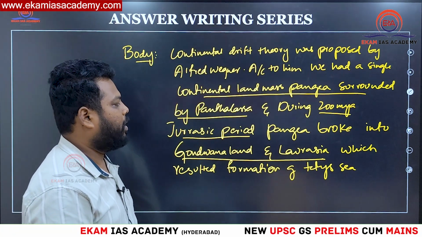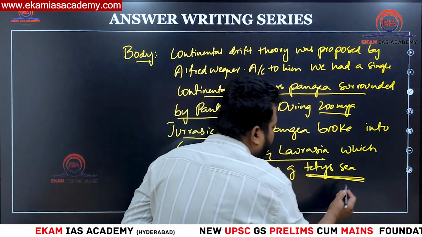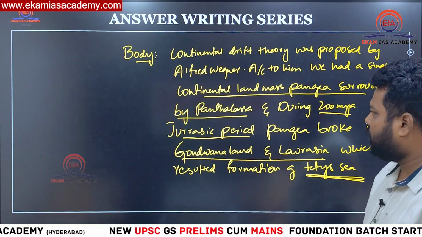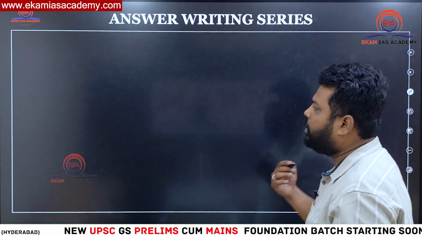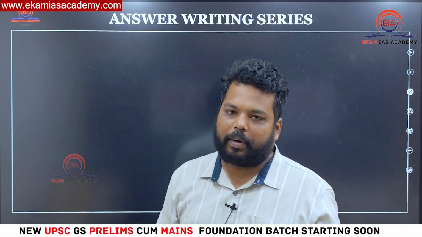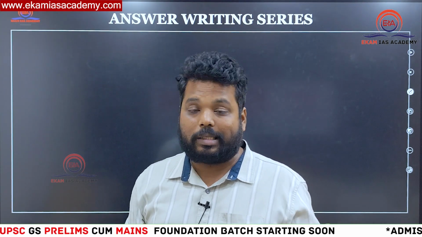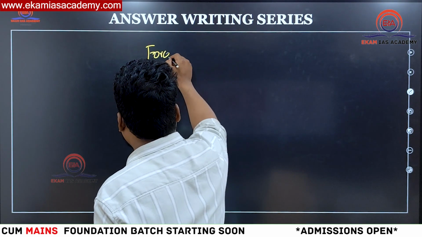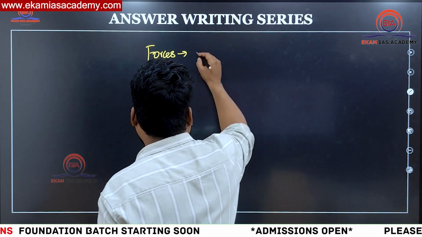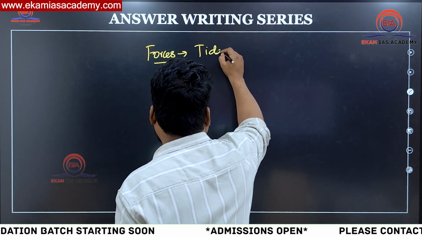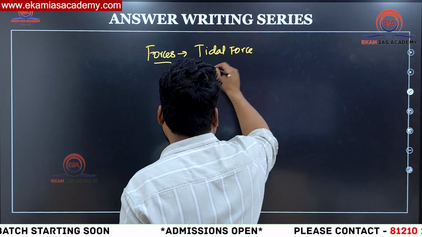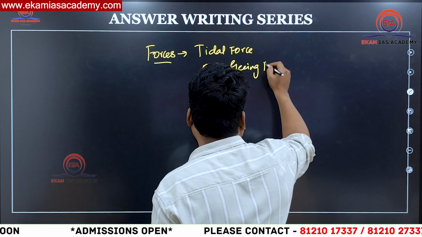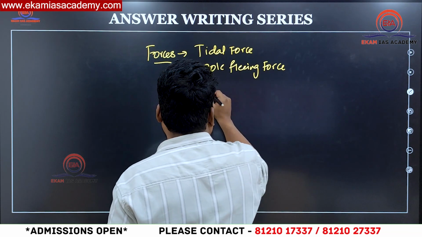Keep underlining all these lines. Wherever important keywords come, make an underline of that point. And next, they asked about forces which made the continents drift, because Alfred Wegener believed that continents got drifted, and the forces which he explained for the drift include tidal force, pole fleeing force, and buoyancy force.